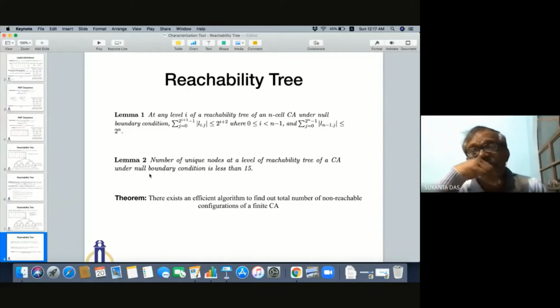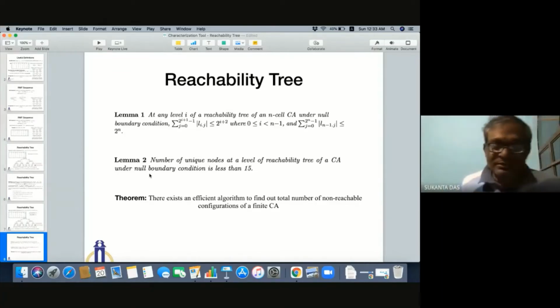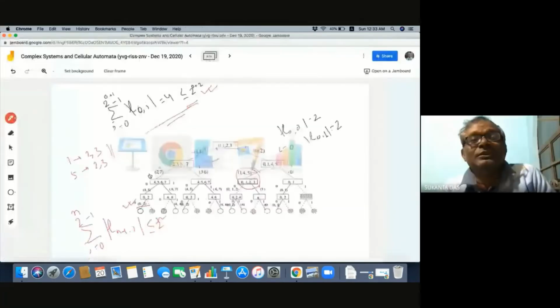As I said, for any boundary condition, for any state, it is possible to develop a tree, but we shall not discuss the tree for other boundary conditions or other states. It's possible to construct from this one, right? Any question? So how do you get this 15? 15, right? Okay.